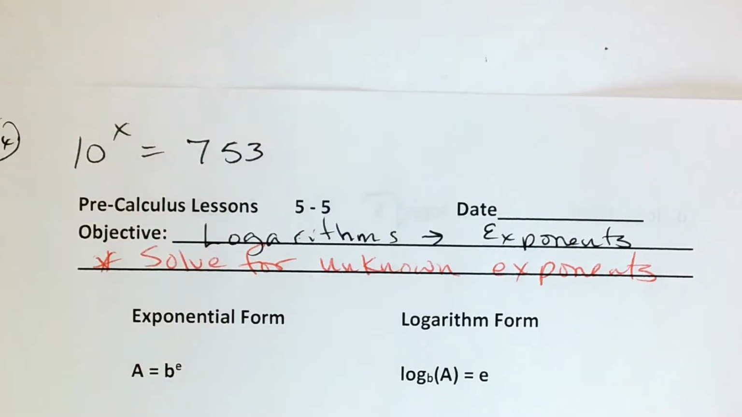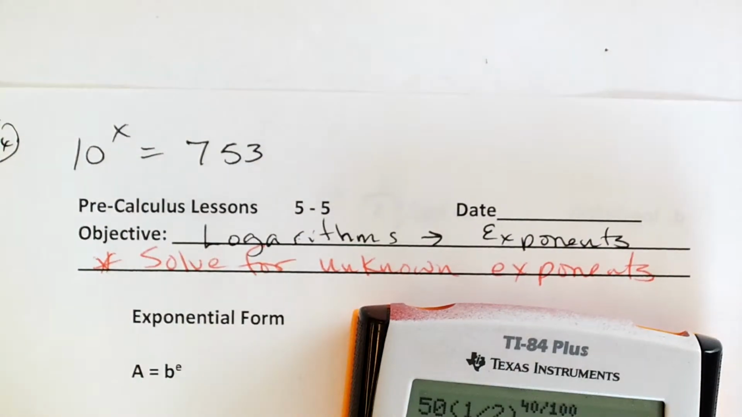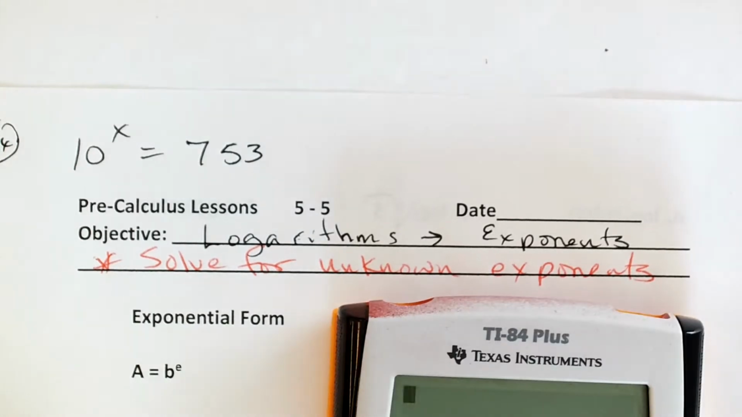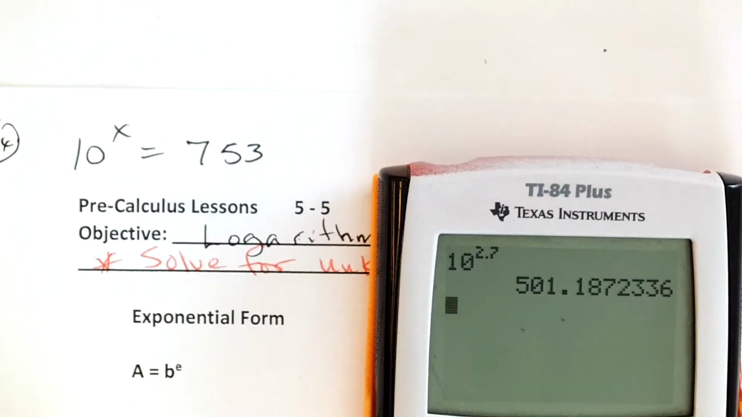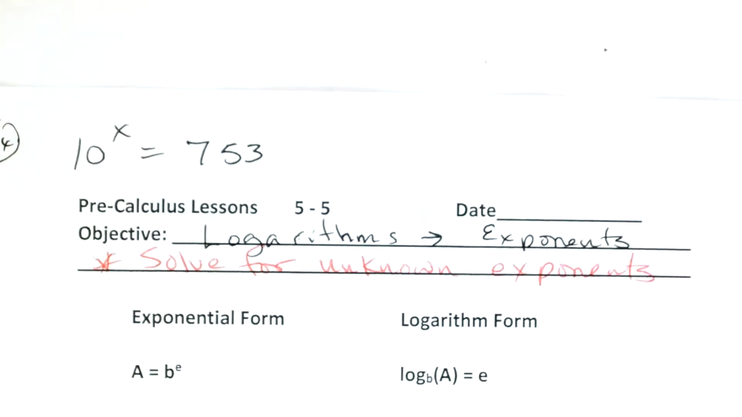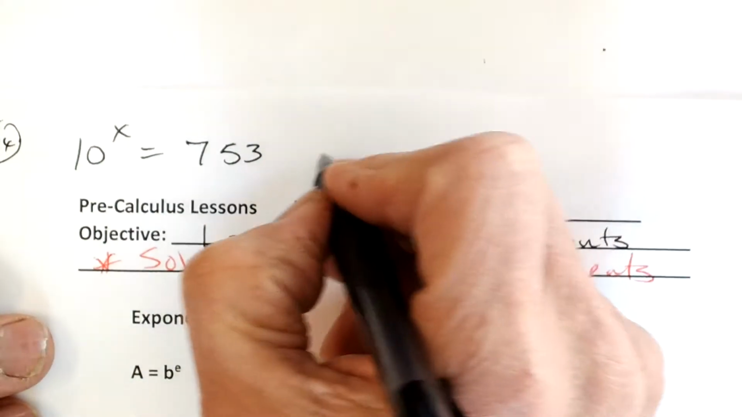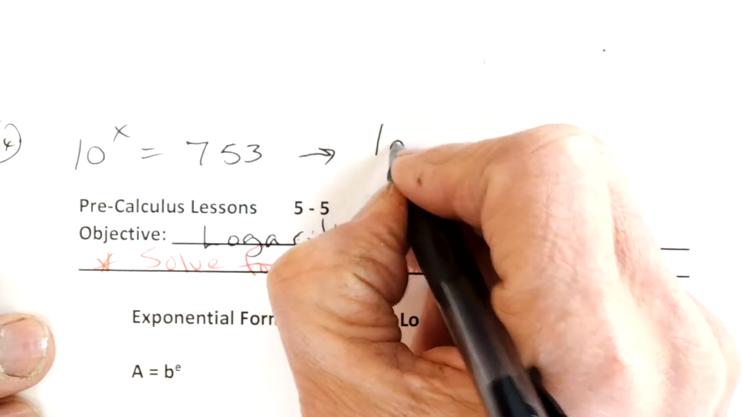Now I could guess and check, guess and check, guess and check. I don't want to do that. That's just like crazy. There's got to be a better way, right? I mean, it's got to be. So 10 to the 2.7. Let's see how close I am. No, got to go bigger, right? So 10 to the maybe 2.8, right? You see, I'm getting closer, but that's a crazy way. Guess and check. So what we're going to do is change this to a logarithm.